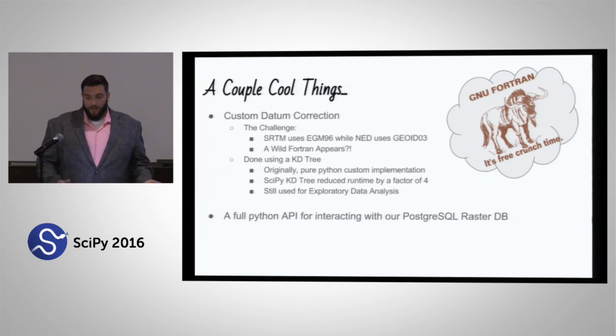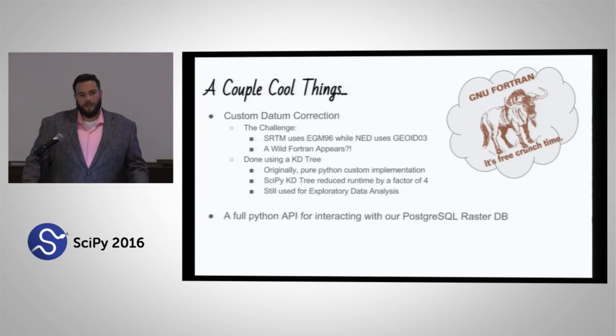And a wild Fortran appeared, and so he had to actually go through some old USGS Fortran code, create a grid, use SciPy. Well, he implemented his own pure Python KD tree first, and then I re-implemented a KD tree with SciPy's library to do kind of exploratory data analysis and figure out actually what the datum correction was.